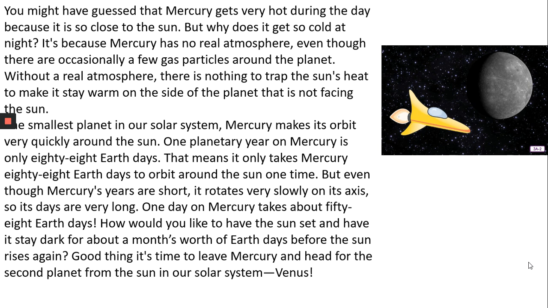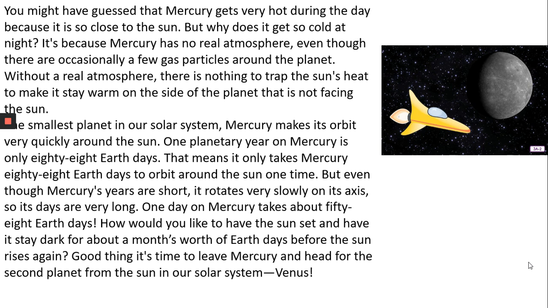Mercury makes its orbit very quickly around the sun. 1 planetary year on Mercury is only 88 Earth days. That means it only takes Mercury 88 Earth days to orbit around the sun one time. But even though Mercury's years are short, it rotates very slowly on its axis, so its days are very long. 1 day on Mercury takes about 58 Earth days.